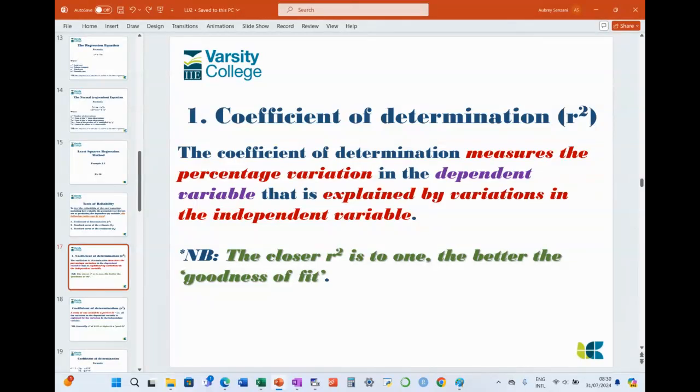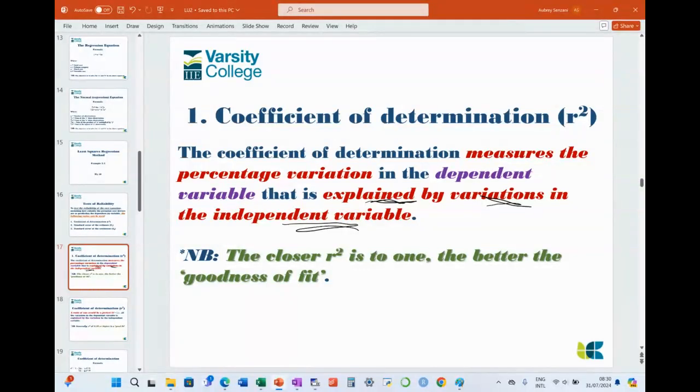I'm not sure, like the variation between y and x, the extent of the relationship. You could say that, yes. Here they say it measures the percentage variation, which is what you said, in the dependent variable that is explained or explainable by the variations in the independent variable.